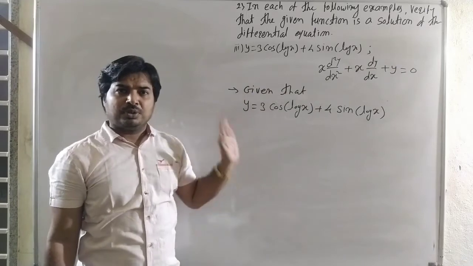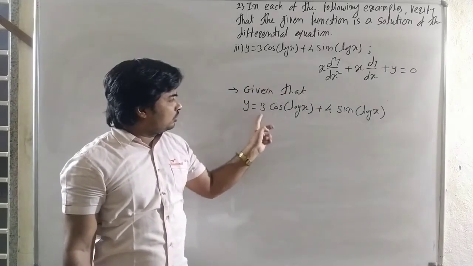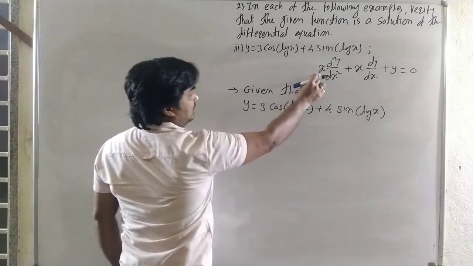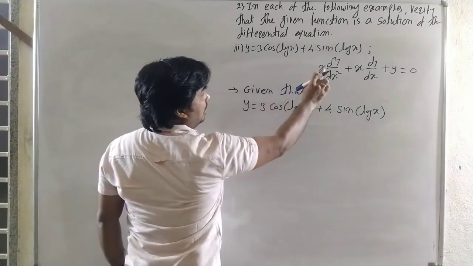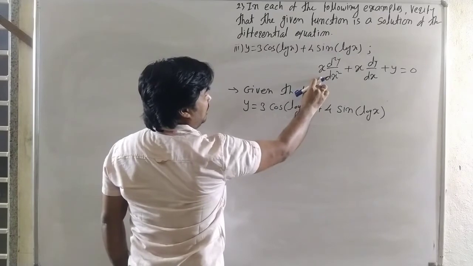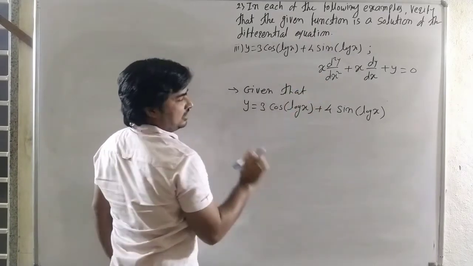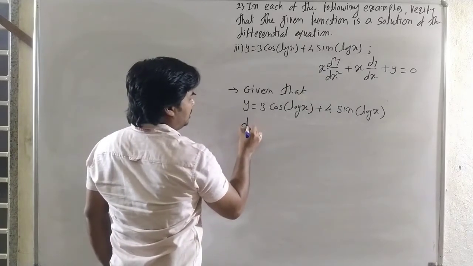The solution is the same. Here given y is equal to 3 cos of log x plus 4 sin of log x. We want to prove that this is the solution of the differential equation. When we differentiate this equation two times, we get this relation. Differentiate with respect to x.